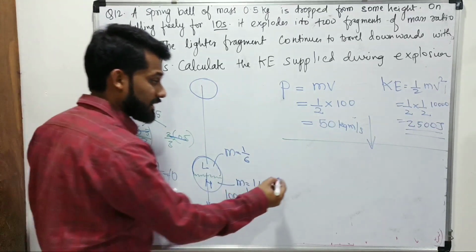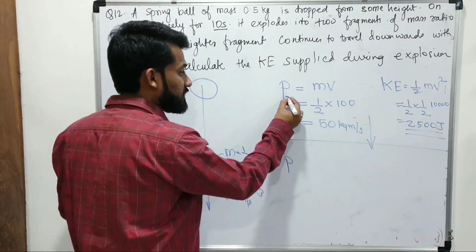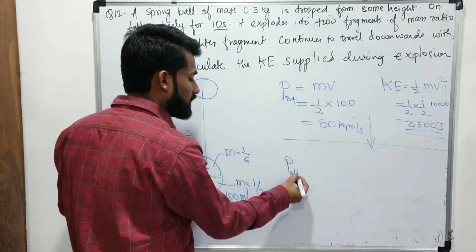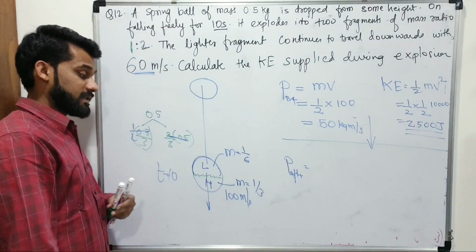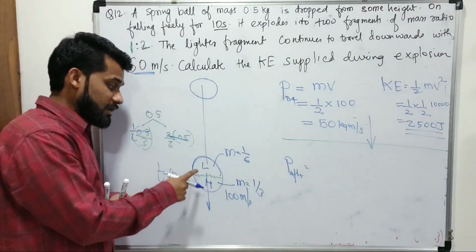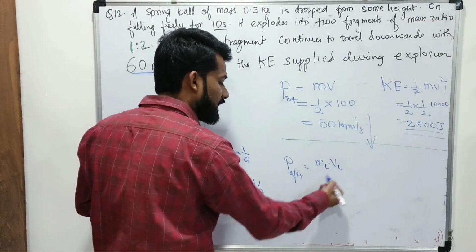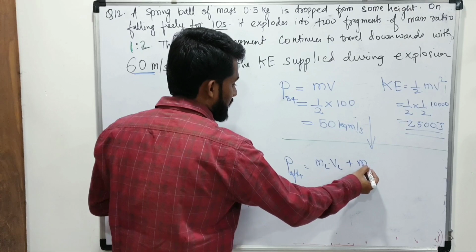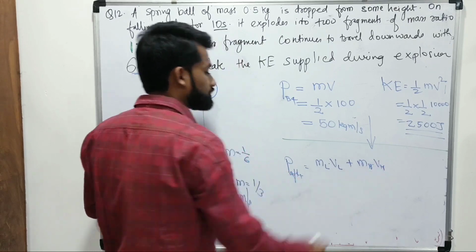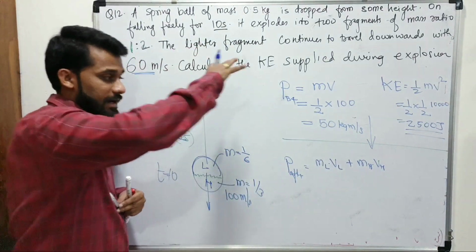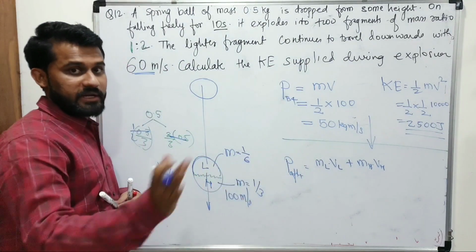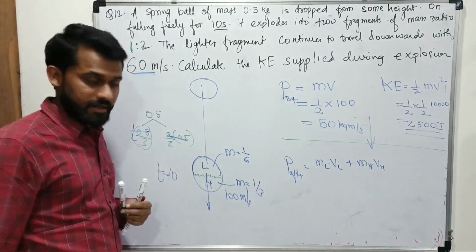So before and after the explosion, what will be the momentum of the system? Momentum should get conserved. So the momentum of the lighter particle: mass of lighter into velocity of lighter, plus mass of heavier into velocity of heavier. The addition of both should be 50 in downward direction, because momentum cannot change. Externally no force was acting.